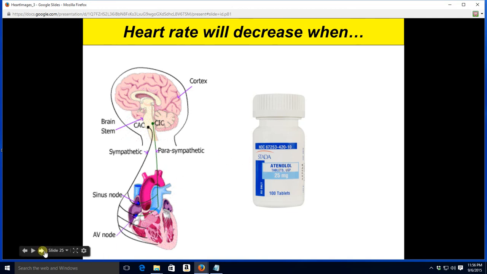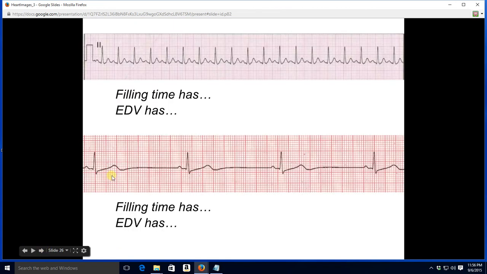Let's do one more slide here. You figure this out on your own, and we'll talk about it in class. You've got 2 EKGs here. What you have to do is tell me which one has the greater filling time and which one has the greater end diastolic volume.